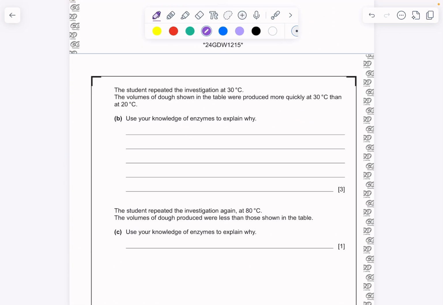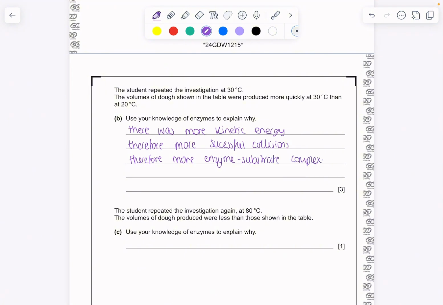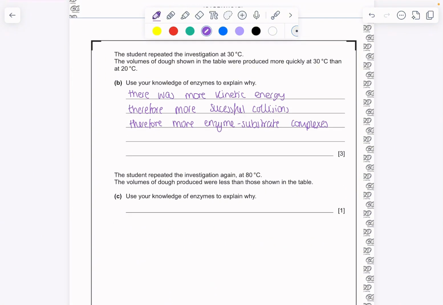The student repeated the investigation at 30 degrees. The volumes of dough produced were quicker at 30 degrees than 20 degrees. Use your knowledge of enzymes to explain why. If you see any mention of temperature increasing, but it's still working, and it's also told us here the volume of dough increased, it means enzymes haven't denatured, so they're going towards their optimum temperature. So the answer here is that there was more kinetic energy, therefore more collisions, or just make it better, more successful collisions, therefore more enzyme-substrate complexes, and then you can say more carbon dioxide produced because remember the dough rose. And just mention here as well at 30 degrees, so they know which one you're talking about.